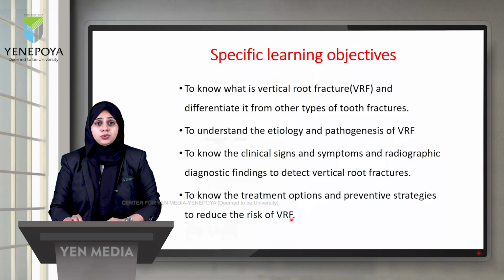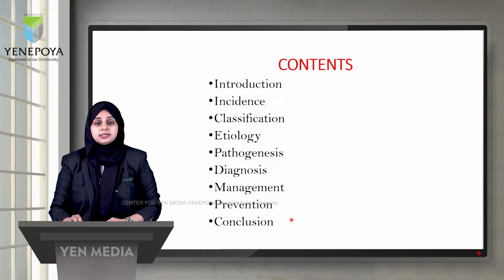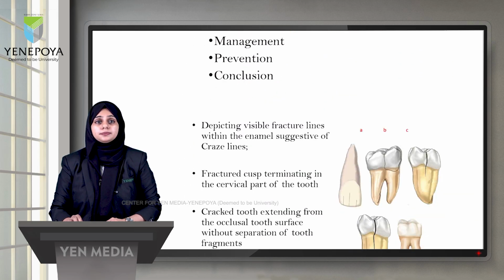Specific learning objective. I hope by the end of this lecture, one should be able to know what vertical root fracture is and how to differentiate it from other types of tooth fractures, to understand the etiology and pathogenesis of vertical root fracture, to know the clinical signs and symptoms and radiographic findings to detect the vertical root fracture, and also to know the various treatment options and preventive strategies to reduce the risk of vertical root fractures. These are the contents I'll be talking about.